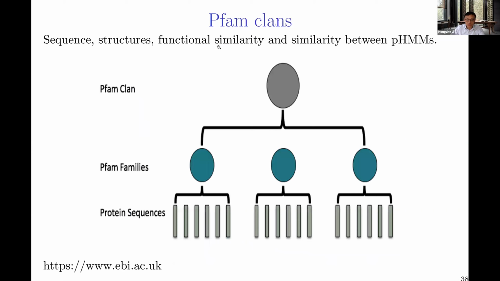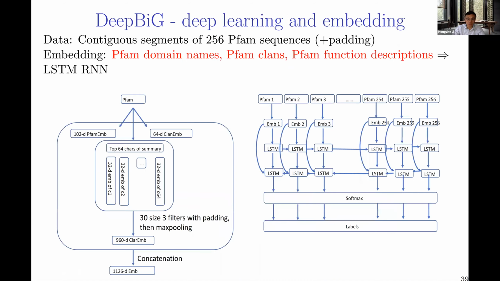As I mentioned, we also use protein family clans information. You can group the protein family domains into different clans based on their sequence, structure, function similarity, and the similarity between the profile hidden Markov models. So this gives us some information about how similar two protein family domains are in terms of function and structure. That is the second type of information we use. And the last information, which I didn't talk about, is that for each of the PFAMs, if you go to the database, there is a function description of that particular protein family domain. So we can also use that information in our embedding.